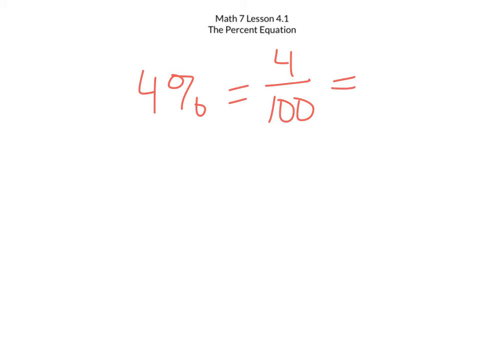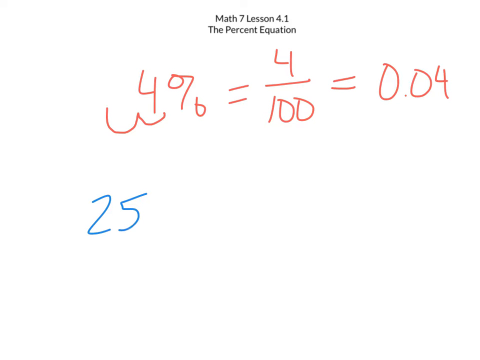Okay, how would I make that a decimal? Divide the bottom into the top, or look here, I grab this and I move it twice. So it'd be 0.04. Write this in your journals. It's actually easier to go from percent to decimal than to fraction. So I'm going to show you that on the next one.